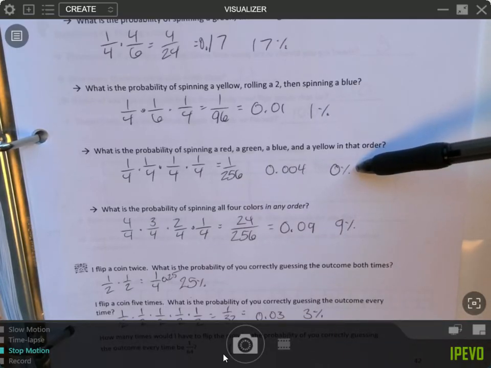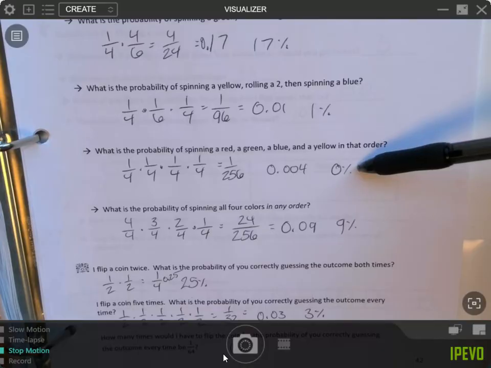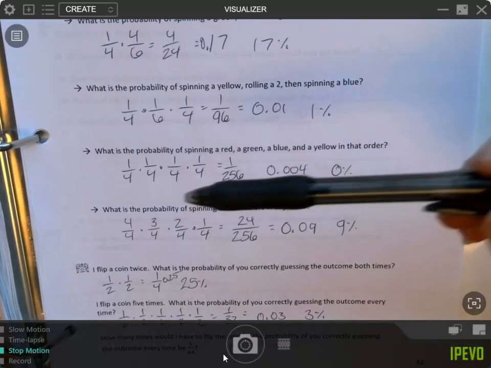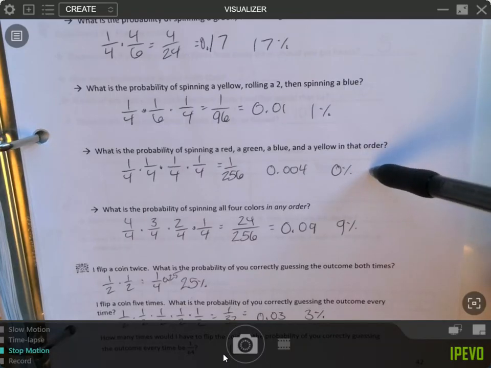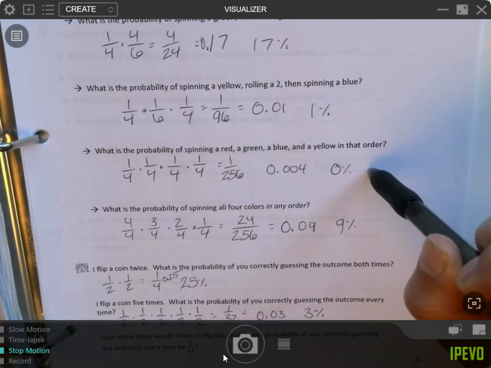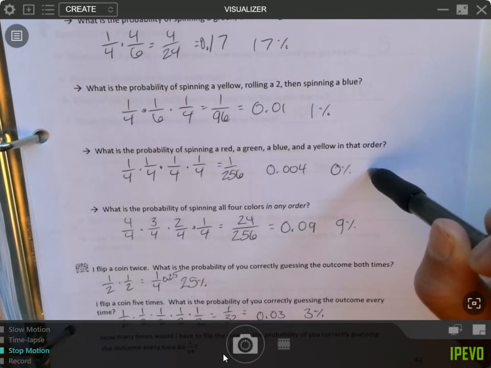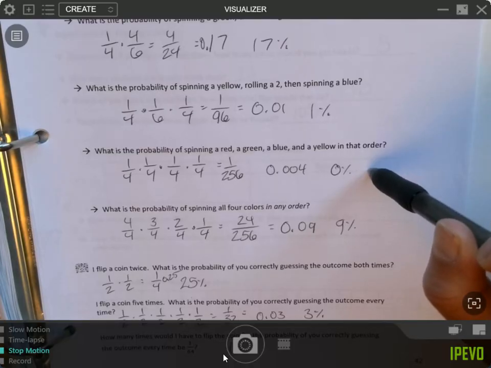It is so small. It's really not going to happen, right? So some of us came up and asked me yesterday, 0%? Would it really be a 0%? Yep, for this one, it really, truly is.